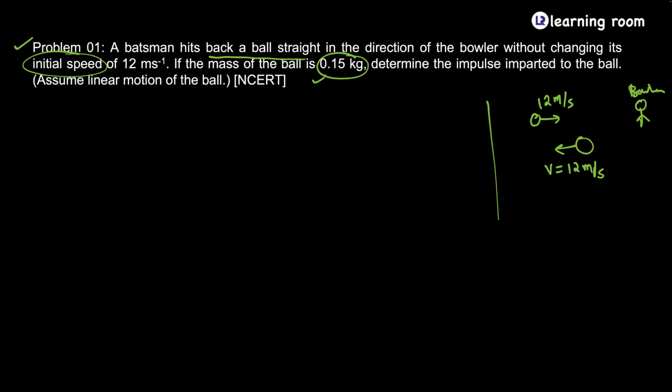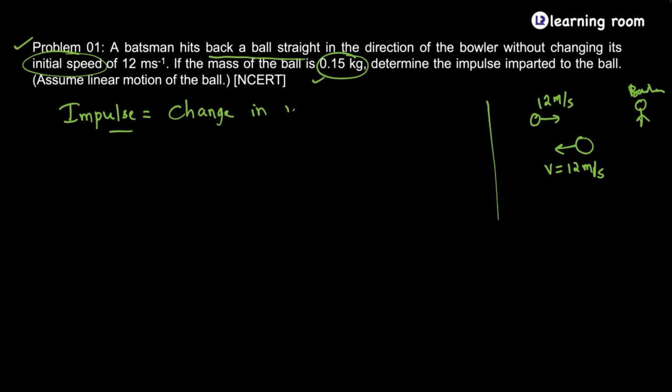So all that we need to do is write the formula for impulse. What is the formula for impulse? Impulse is equal to force into duration. But the challenge here is there is no force, there is no time. But you have another expression also. What is it? It is the change in momentum.